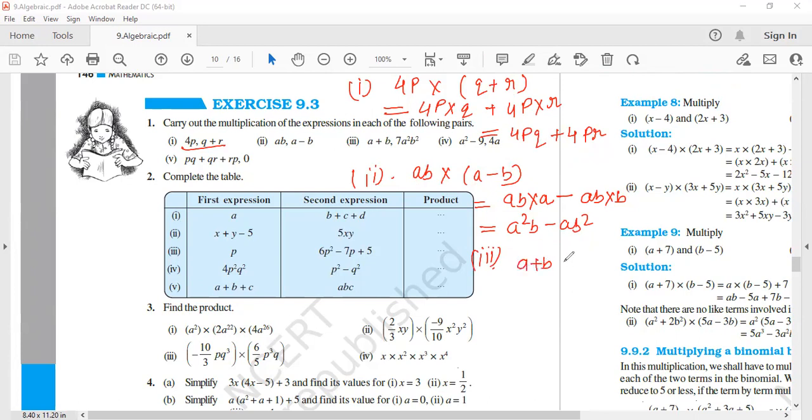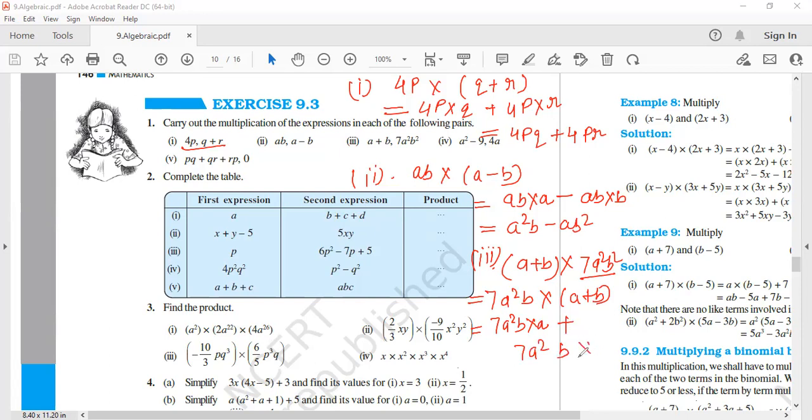Okay. Third part. That is a plus b, and multiply 7a square b square. Now look at the way that's written. The monomial will be written on the right hand side, so there is no problem. You can write this one as 7a square b for your convenience. In this way, there is no problem.